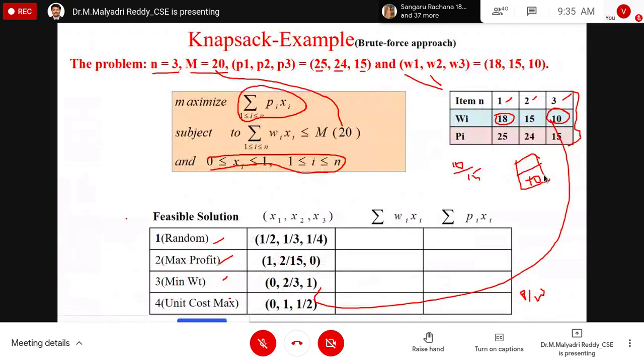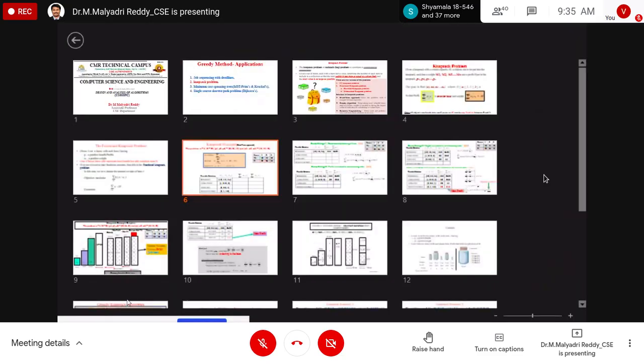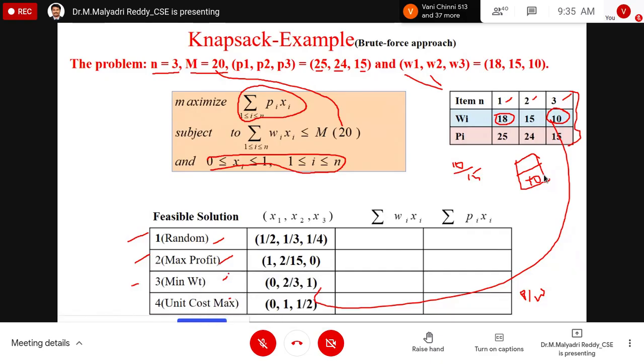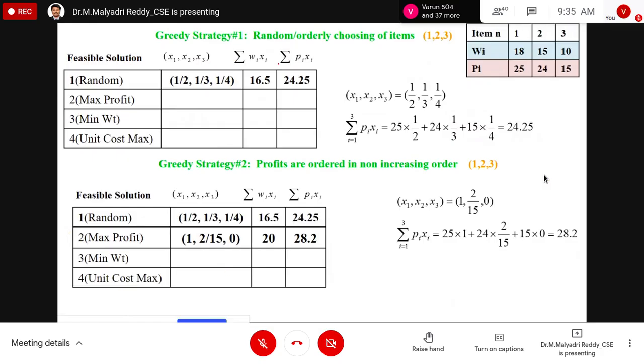So the first one is the brute force technique. The second one is maximum profit, minimum weight, and unit cost. These are the feasible solutions. I will solve for the weight and the capacity by substituting these equations.